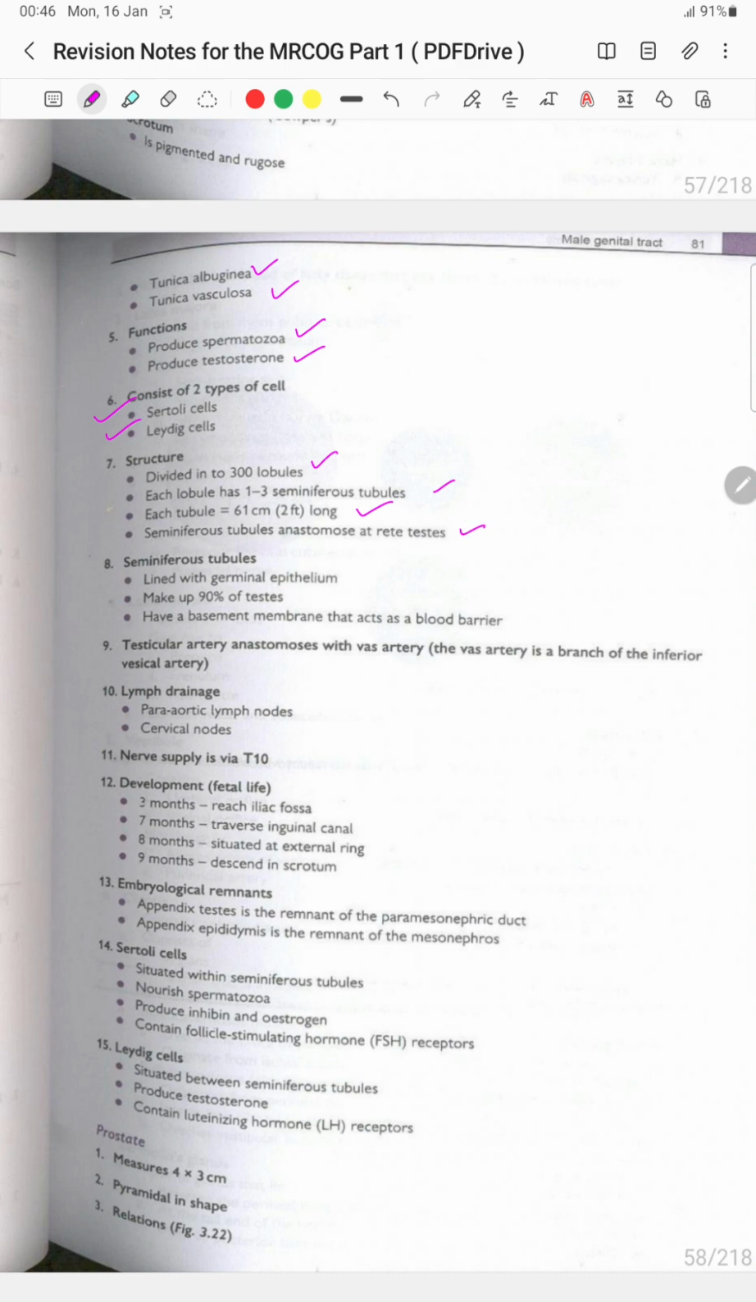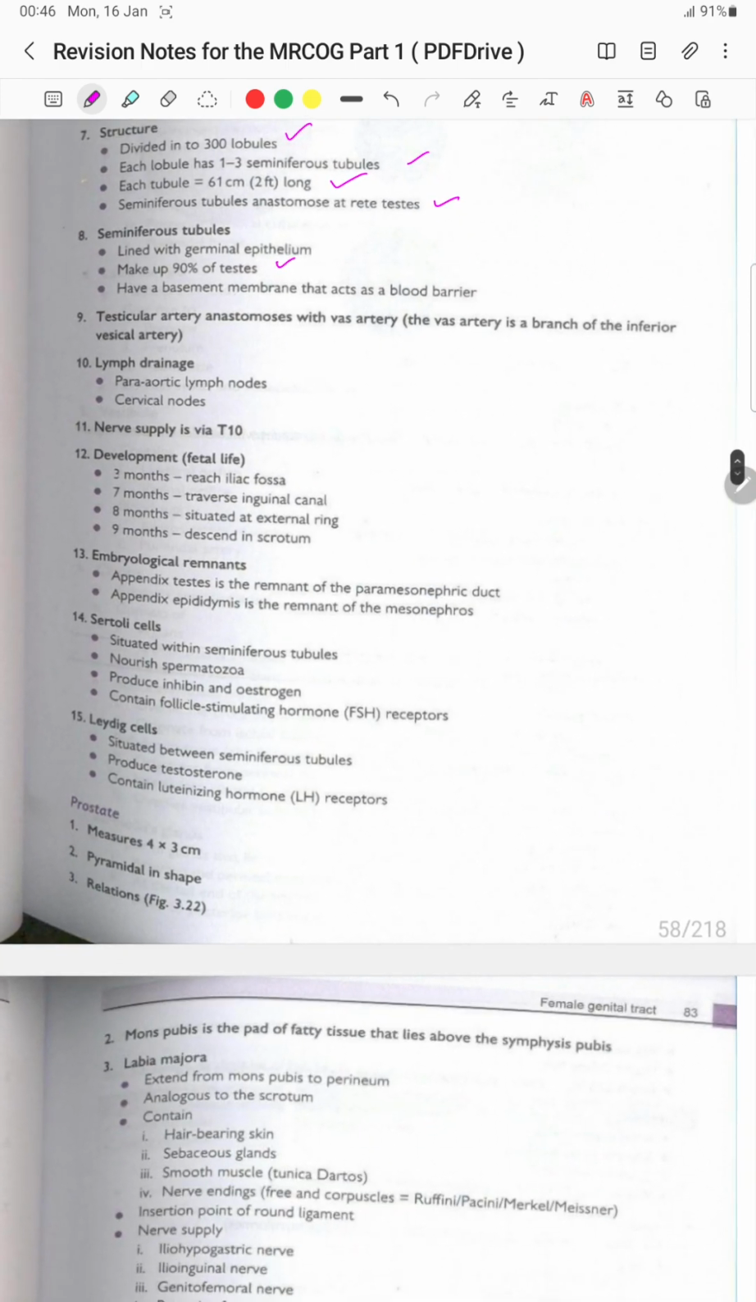The seminiferous tubules are lined with germinal epithelium and they make up 90% of the testes. They have a basement membrane that acts as the blood-testis barrier. The testicular artery anastomoses with the artery of the vas. The artery of the vas is a branch of the inferior vesical artery. The lymphatic drainage is to the para-aortic lymph nodes, and the nerve supply is by T10.